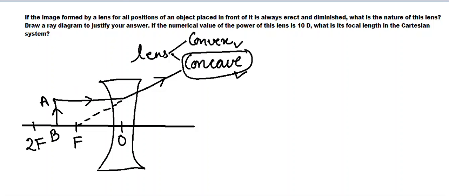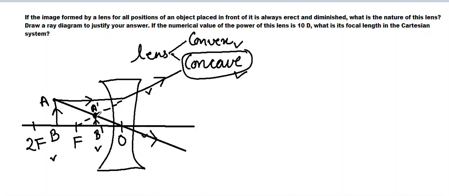Another ray, let's just take another ray to be passing from the pole. So it is going to be something like this. And we say that if a ray is passing from the pole, it is going to be undeviated. So here we have two lines, one is this and the other is this one. We can see that these two lines are meeting at this point. So this is going to be our image, and it is going to be point A dash and B dash. So AB was our object and A dash B dash was the image.